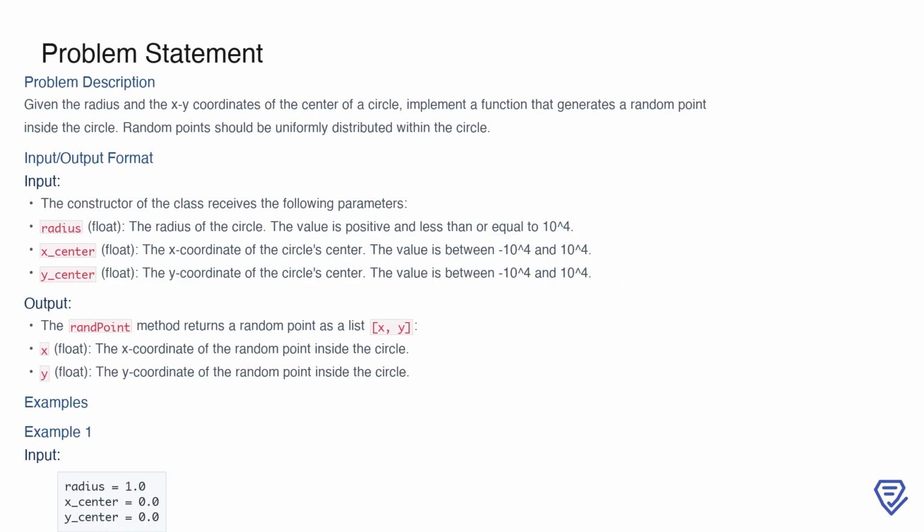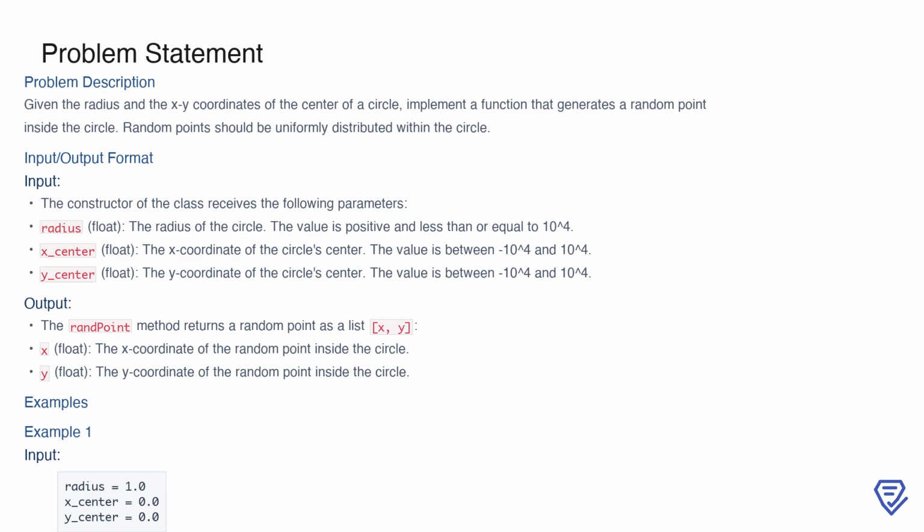In this problem, you're tasked with designing a system that can generate random points within a circle. The circle is defined by a given radius and center, and the points must be uniformly distributed. This means that every area inside the circle has an equal probability of being selected.